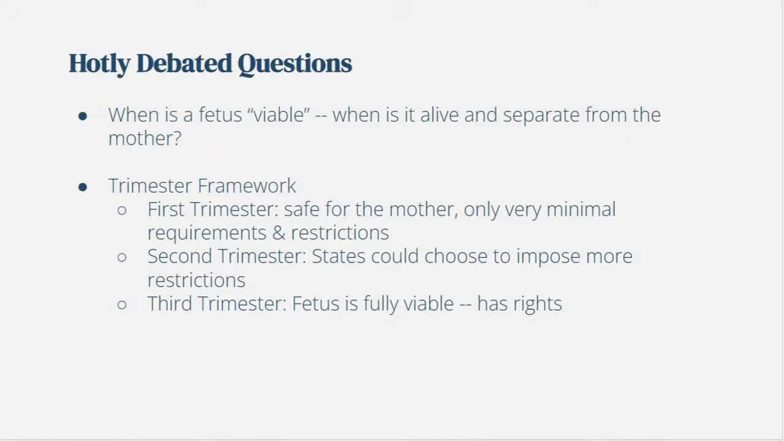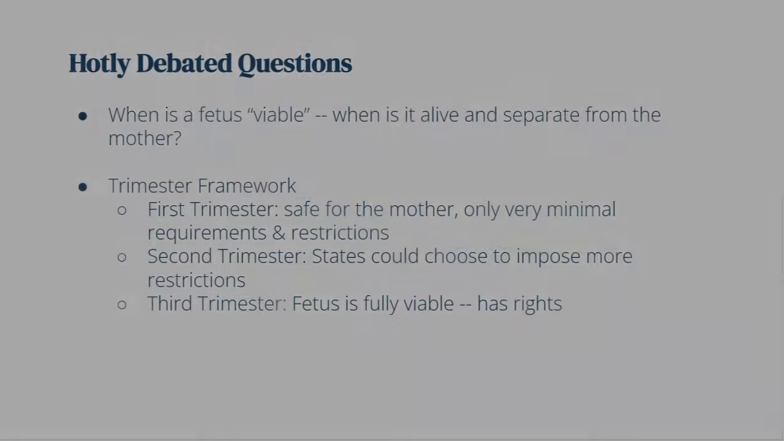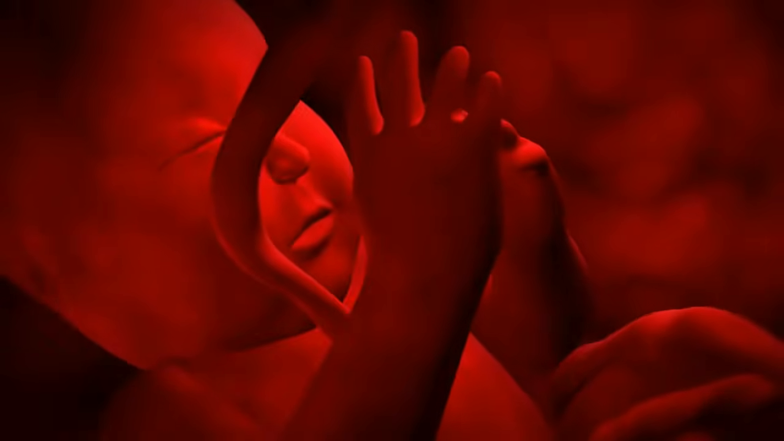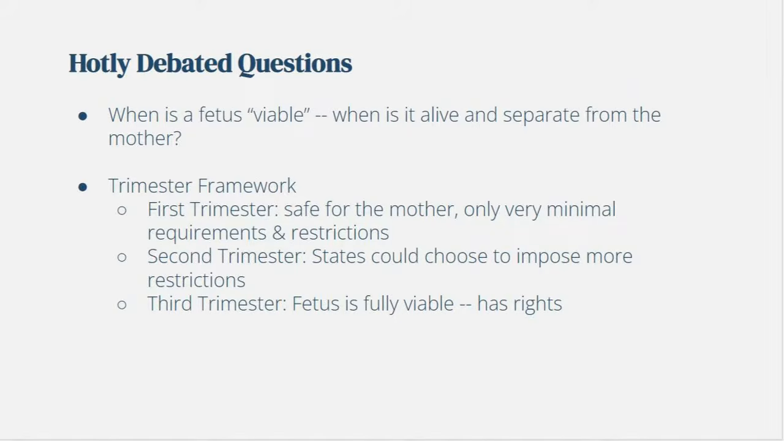During the first trimester, it was deemed that abortions were safe for the mother. This meant that states could only impose very minimal requirements and restrictions on abortion during this stage. For example, that the abortion must be performed by a licensed physician. During the second trimester, because of the compelling interests of the health of the mother, states could choose to impose more restrictions. And at the third trimester, the fetus is now fully viable, thereby having rights of personhood, and states have an interest in protecting those rights, making abortions in the third trimester fully or nearly fully restricted.